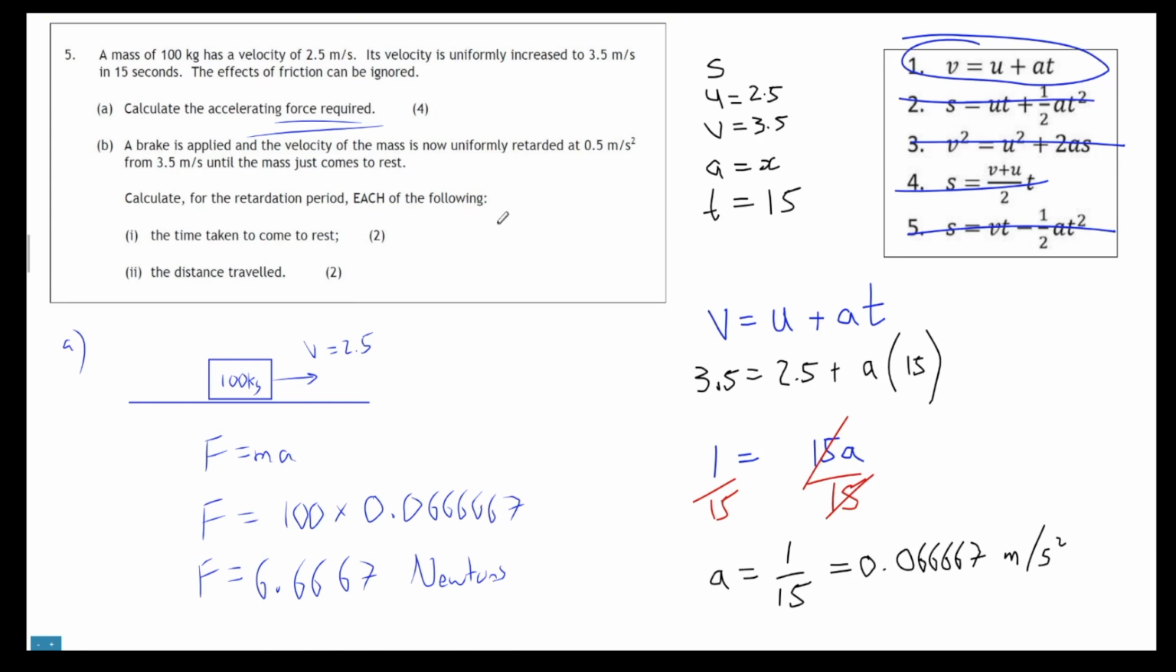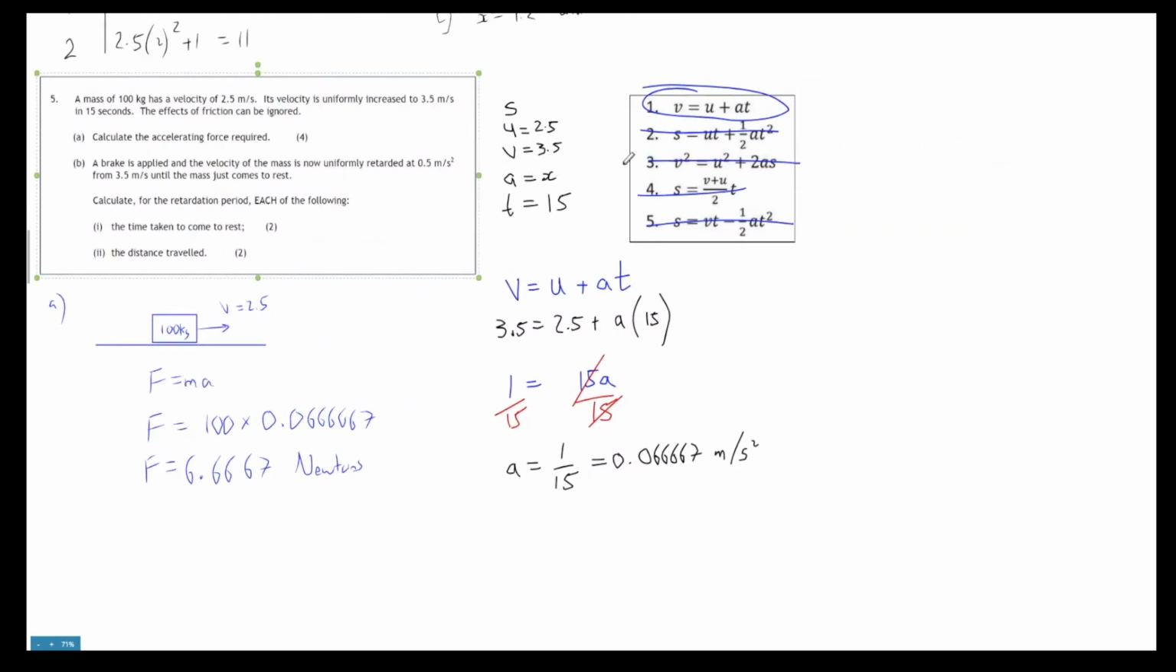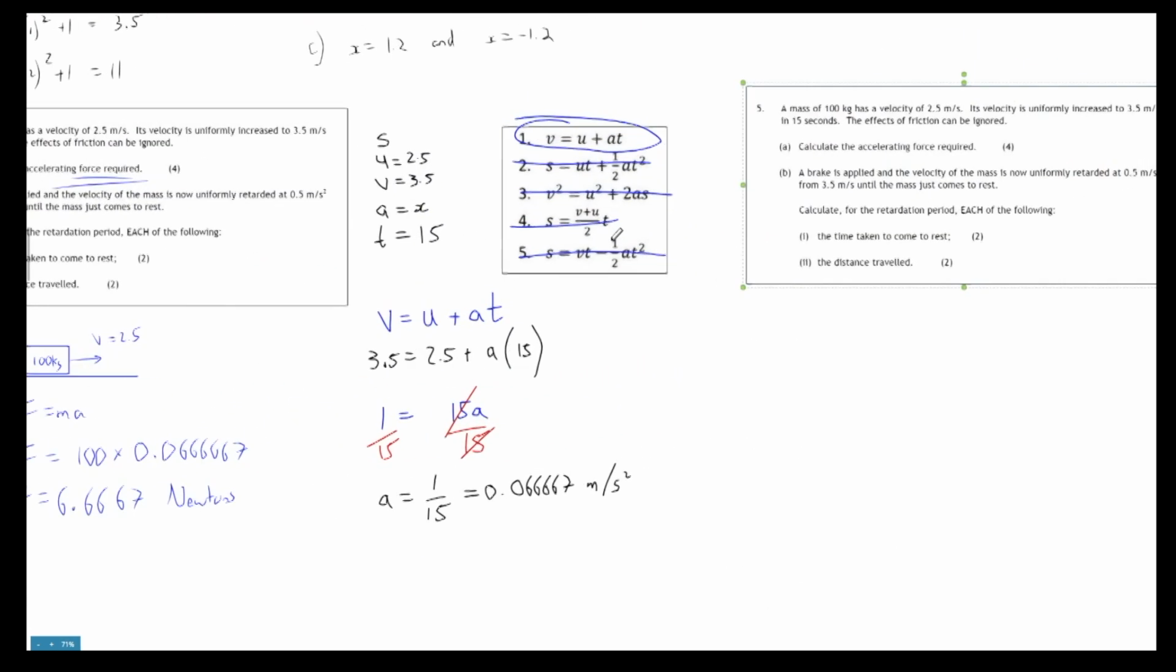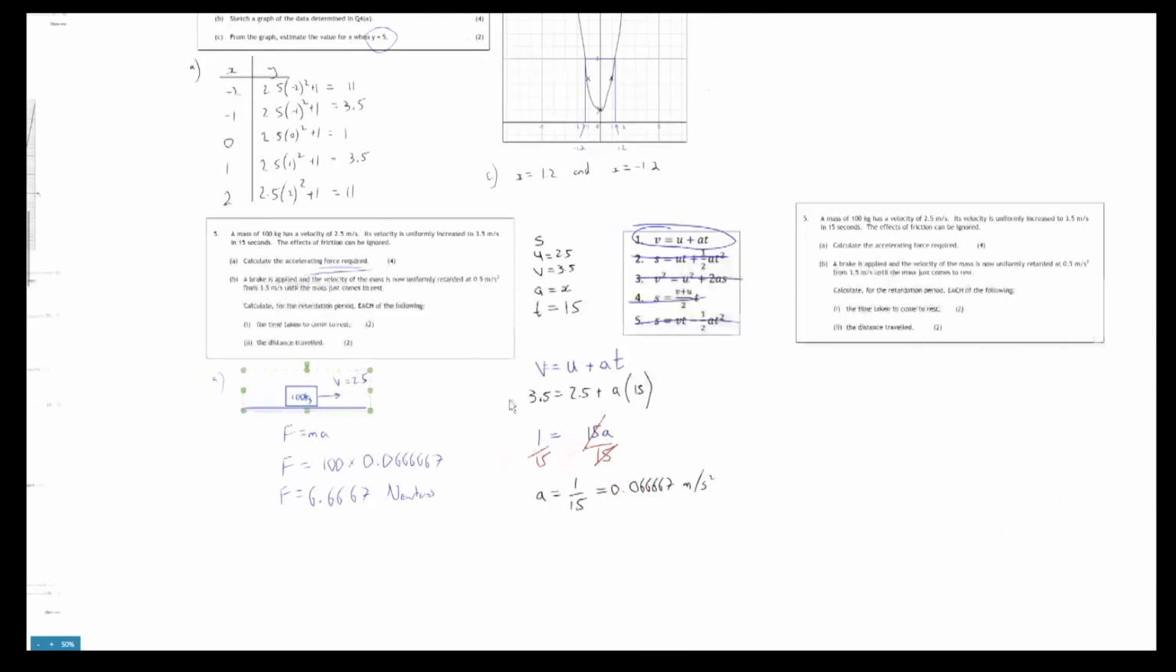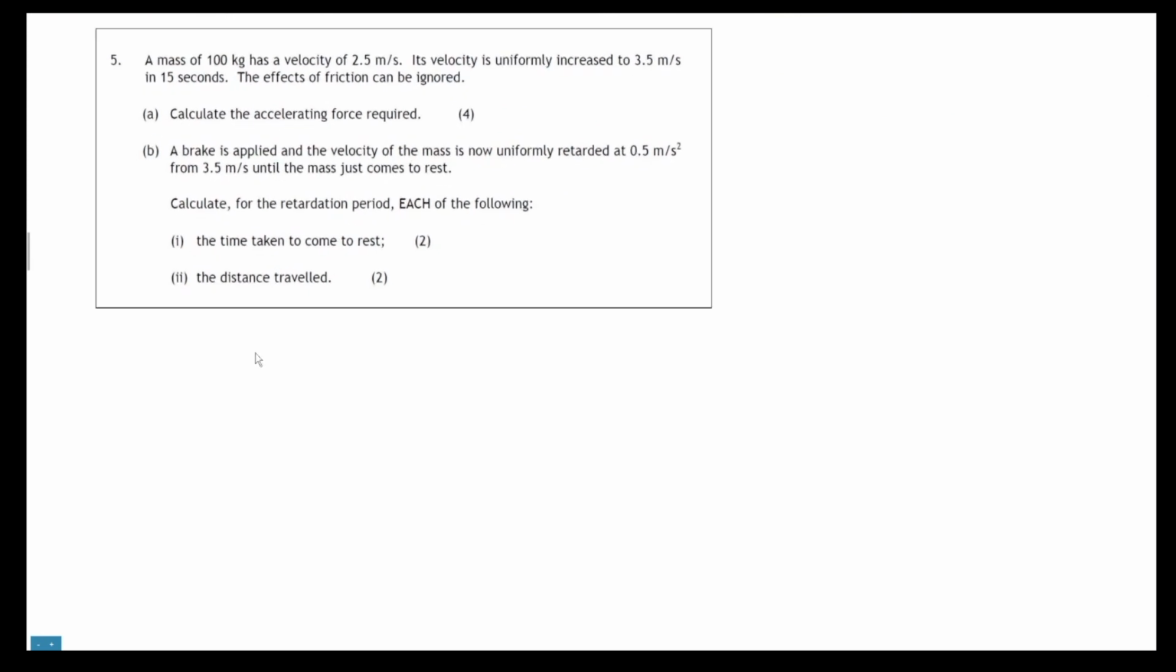Now we've got to do part B. So let's make some more space because there just isn't enough space. Right, so maybe the picture is going to change a little bit now. Let's set it up. Here it is. This will be part B. A brake is applied and the velocity of the mass is now uniformly retarded at 0.5 meters per second squared. So I know the acceleration is equal to negative 0.5. It's being slowed down from the initial velocity.